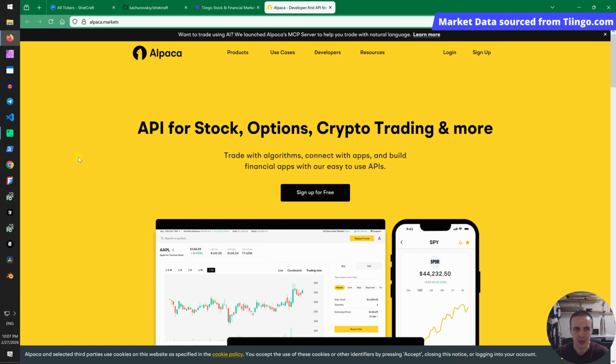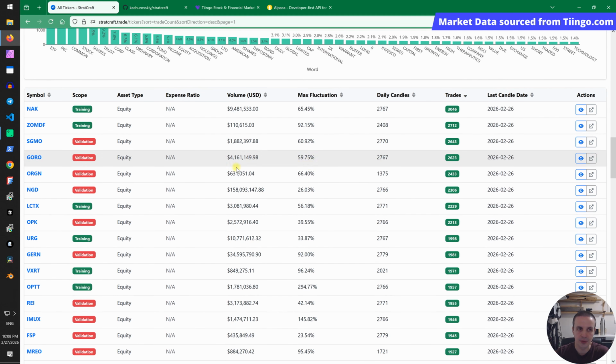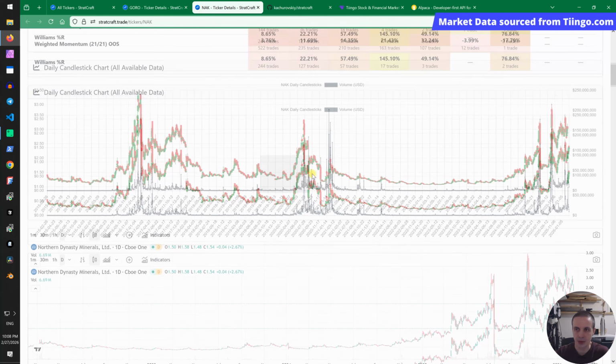Our trading universe comes from Alpaca. It is about 12,000 tradable tickers. We mostly trade volatile instruments that go up and down a lot. This is where the strategies choose to trade.